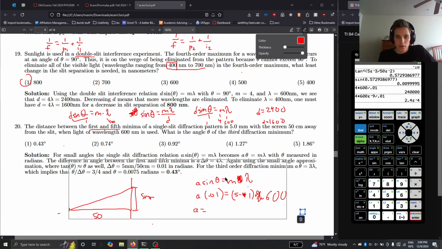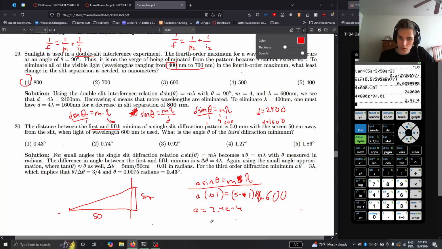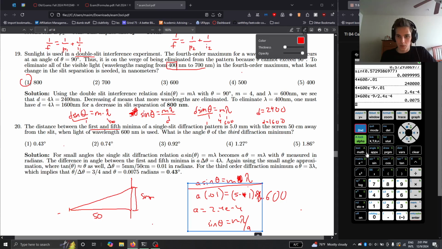And then we want the angle of the third diffraction minimum. So we have our a, 2.4e-4. And again, we're just going to use the same exact formula, right? We want the angle, so we'll start with sine theta is equal to m wavelength over a. m is 3, wavelength is still 600. We can put in the units, and we divide by a. So we get this. Then we'll take the inverse sine because we want the angle, and we get 0.43. So that's the solution.